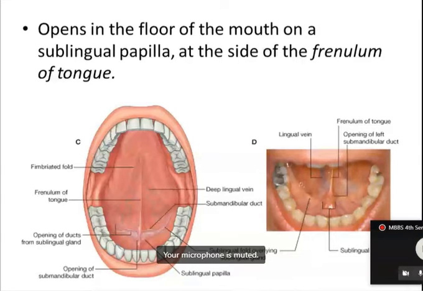So this is the floor of the mouth. Here we can appreciate the frenulum linguae and sublingual papilla at the site of the frenulum linguae, where the submandibular salivary duct opens on each side of the frenulum of the tongue. So this is the frenulum of the tongue and the opening of the submandibular duct here.